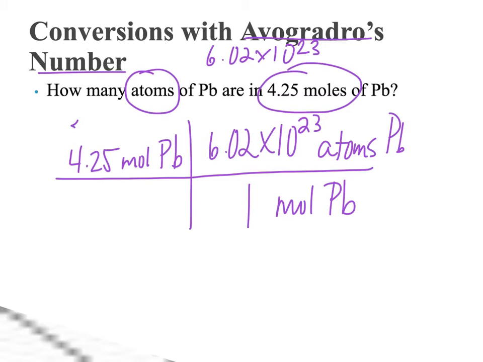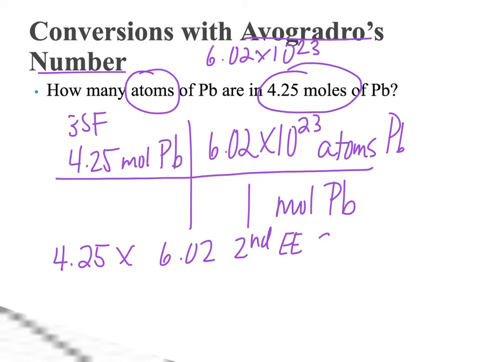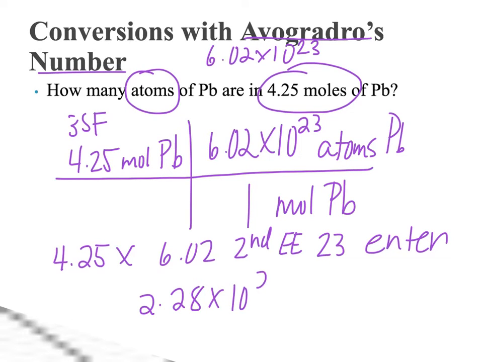We go and see that we have 3 significant figures right here, so we need our answer to be in 3 significant figures. I'm going to write this down exactly how I would type it, because sometimes we forget how to type in the times 10. On your calculator, it should look like this: 4.25 times 6.02, second, EE button, 23, and then you would hit enter. When you do that, you should get that the answer is 2.28 times 10 to the 24th atoms of lead.